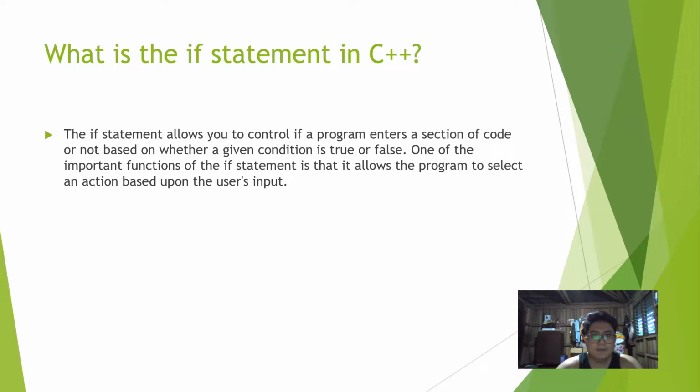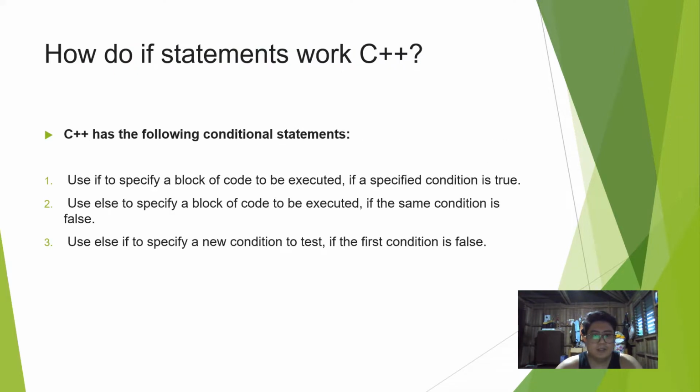What is the if statement in C++? The if statement allows you to control if a program enters a section of code or not based on whether a given condition is true or false. One of the important functions of the if statement is that it allows the program to select an action based upon the user's input. And how does the if statement work in C++?